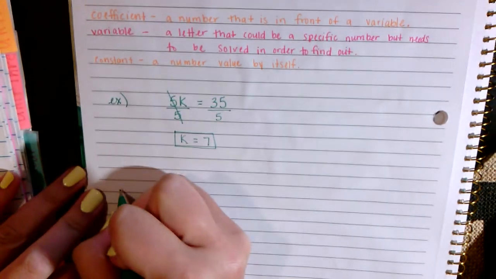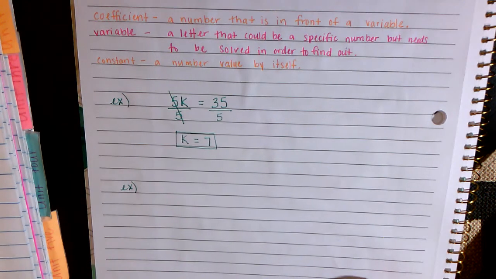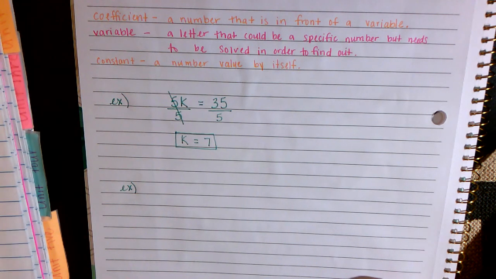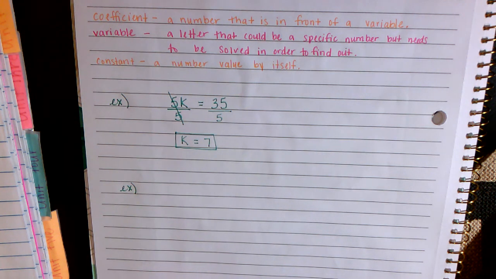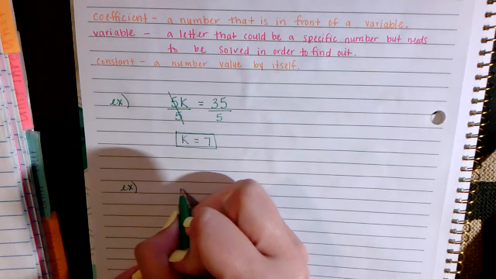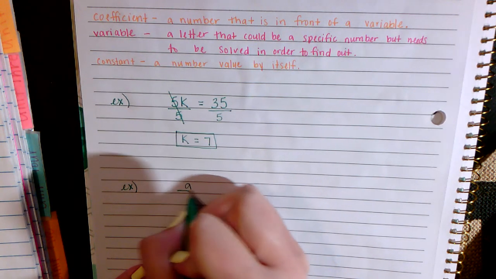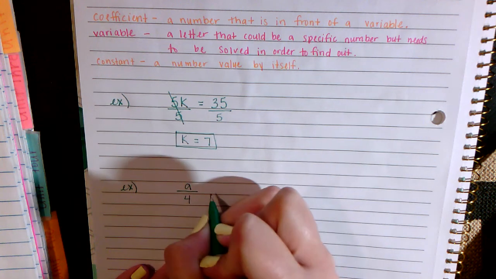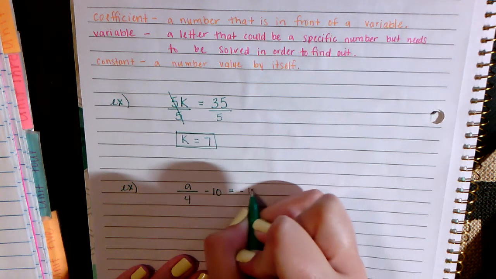And then another example, I'll just scoot back down here. I'm going to give you a 2-step equation. So this means there's going to be 2 steps that you have to do to get to the answer, not just one. Let's do a divided by 4 minus 10 equals negative 12.